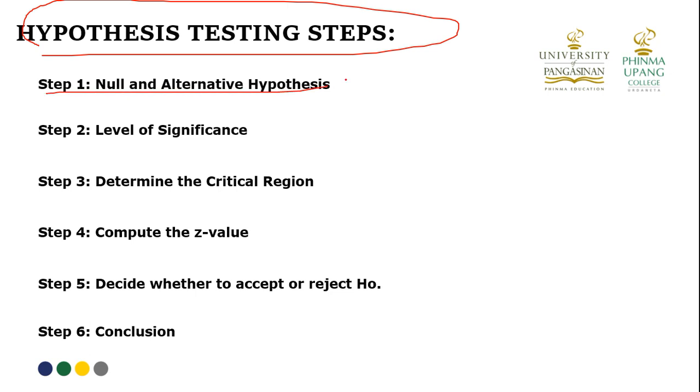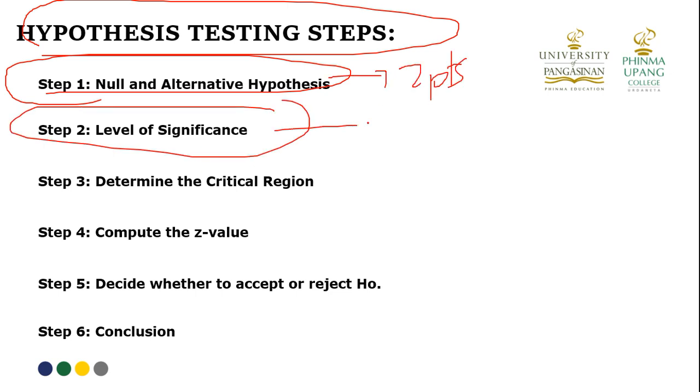Yung una, kunin mo yung null and alternative hypothesis. We're going to give you here 2 points. Then, level of significance, we have the 2 points. In step number 2, you need to write level of significance and don't forget to indicate if it is two-tailed or one-tailed, ha? So, sabihin nyo dito na part kung one-tailed siya or two-tailed. So, madali lang naman siya i-identify kung one-tailed or two-tailed. Depende yan sa directions. Kung may directions, one-tailed. Kung wala, walang nabanggit, automatic po na two-tailed siya.